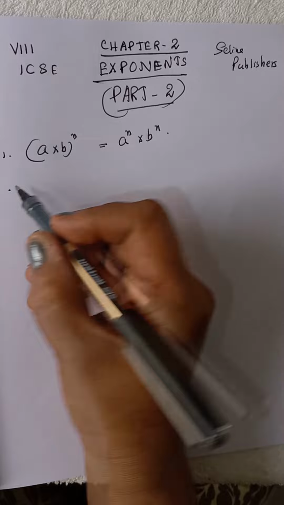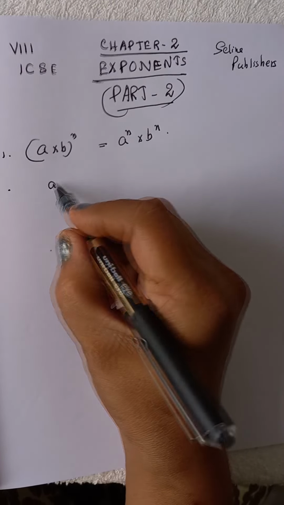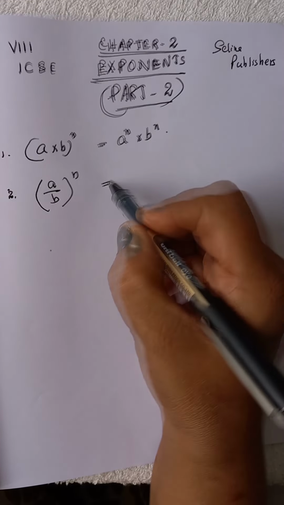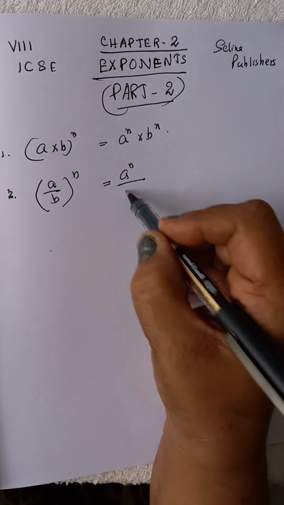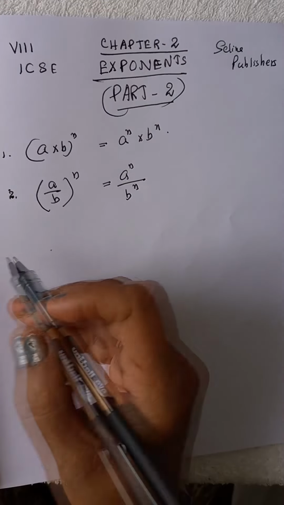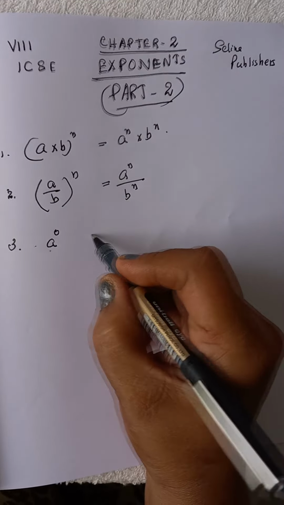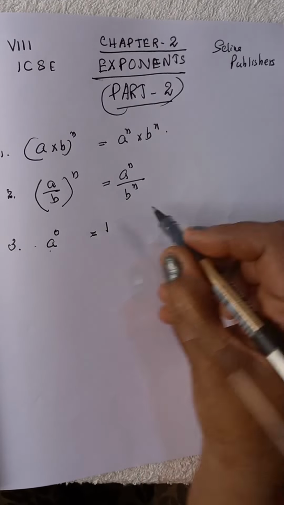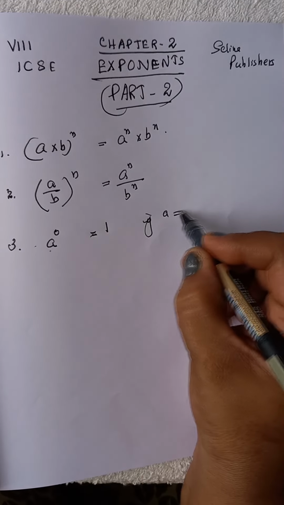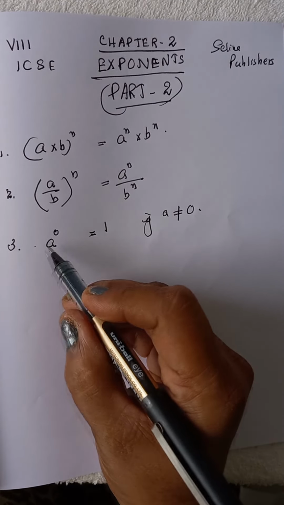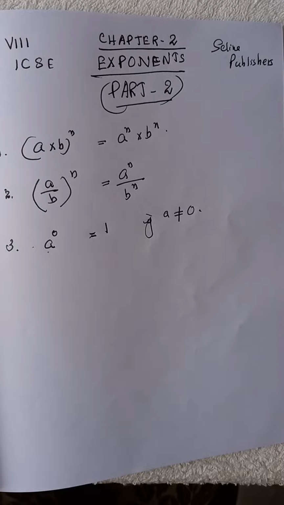Now the next property is (a by b) whole raised to n, that is equal to a raised to n by b raised to n. Third, a raised to 0, that is equal to 1 if a is not equal to 0. Whatever be the number here, that raised to 0 will be 1 always.